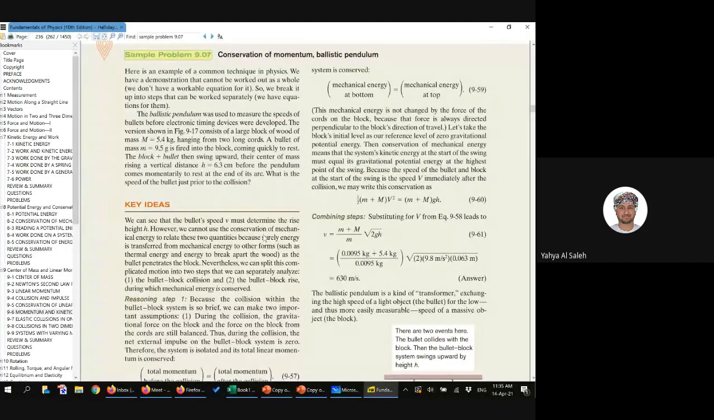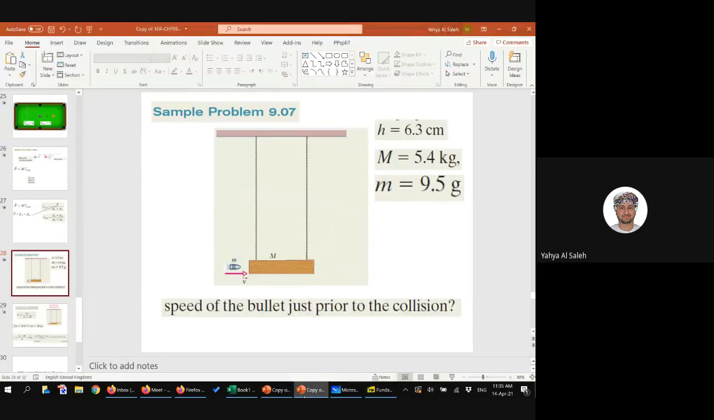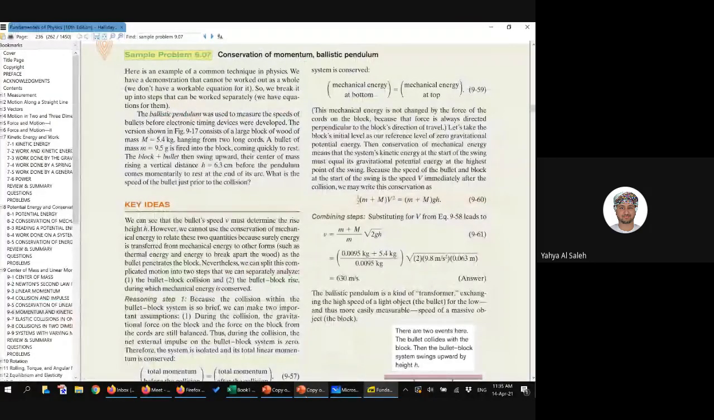People wanted to measure the speed of a bullet, but way before the electronic timing devices were made. That was a problem because bullets were really, really fast, and they did not have something fast enough to measure the speed of it. So they had to figure out a different way to measure the velocity of a bullet. They said, okay, fine, don't panic. I will take a bullet that has a mass of 9.5 grams, shoot it at a big block of wood that weighs 5.4 kilograms of mass, and that is hanging.